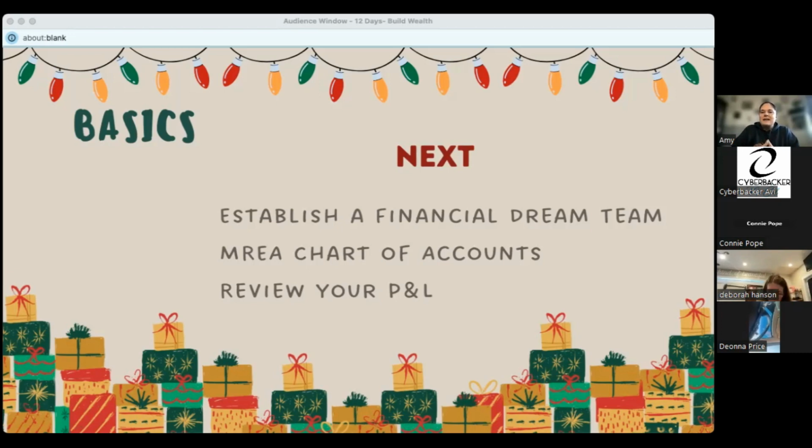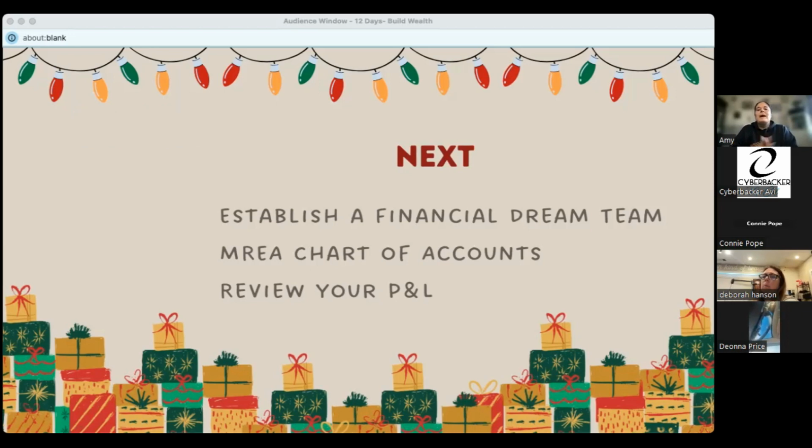Now that you're tracking your income and expenses, you're going to master the MREA, or Millionaire Real Estate Agent, Chart of Accounts, and strategically categorize your income and expenses according to this chart of accounts. You want to make sure to review it weekly. That's going to become your profit and loss statement. You should have a profit and loss statement for every business that you own, and real estate is no different. Make sure that you review that on a weekly basis.